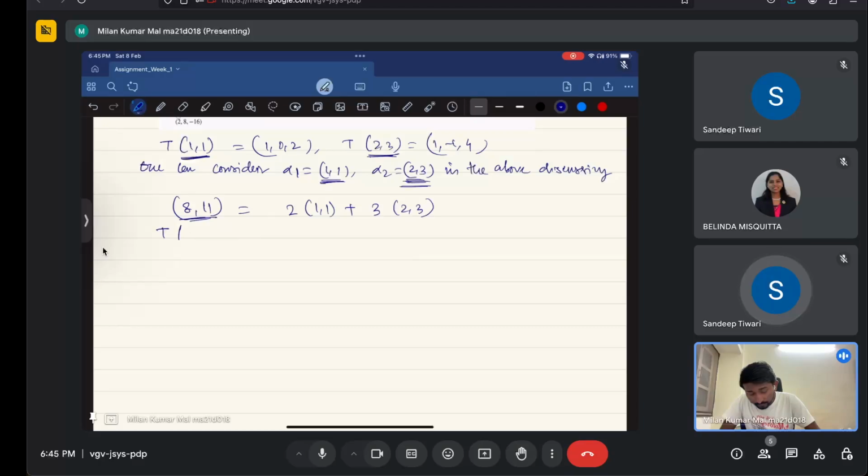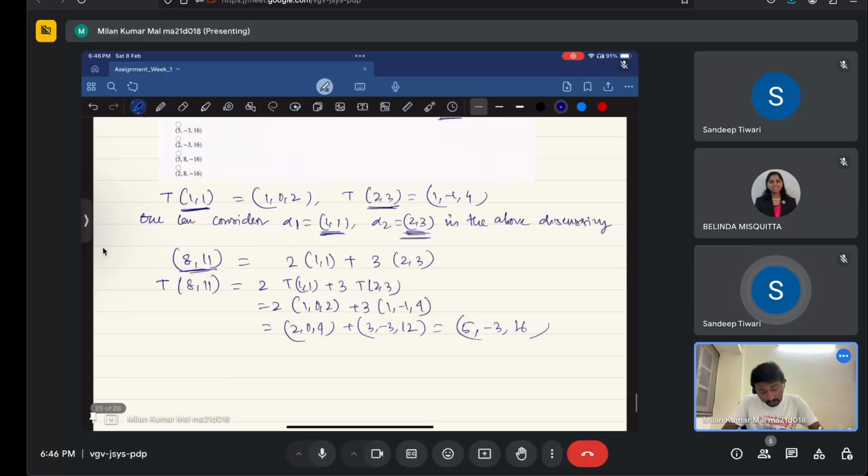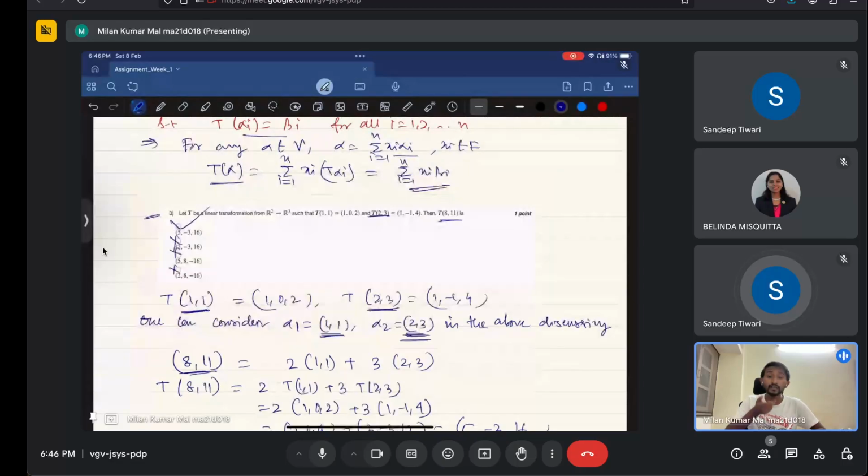Then by the definition, T(8,11) equals 2T(1,1) plus 3T(2,3). That is 2(1,0,2) plus 3(1,-1,4), which equals (2,0,4) plus (3,-3,12). So that will be (5,-3,16), the first option. All other options will automatically be incorrect because there is a unique linear transformation.